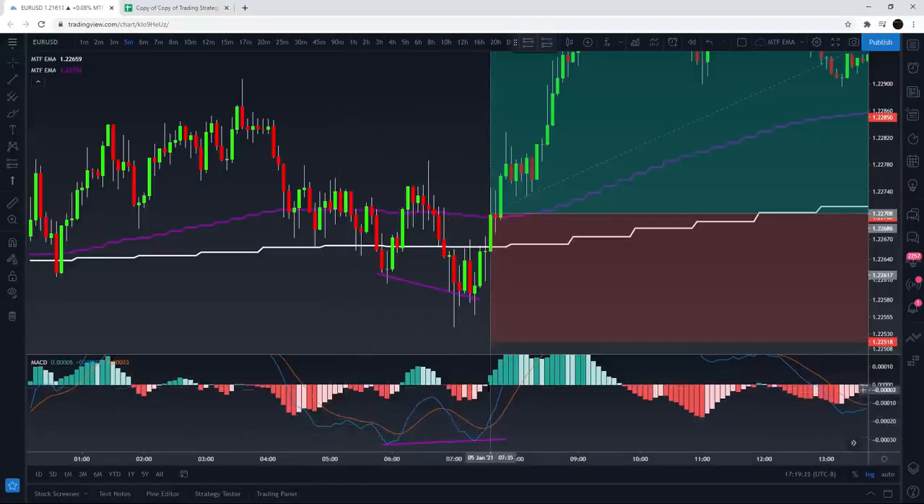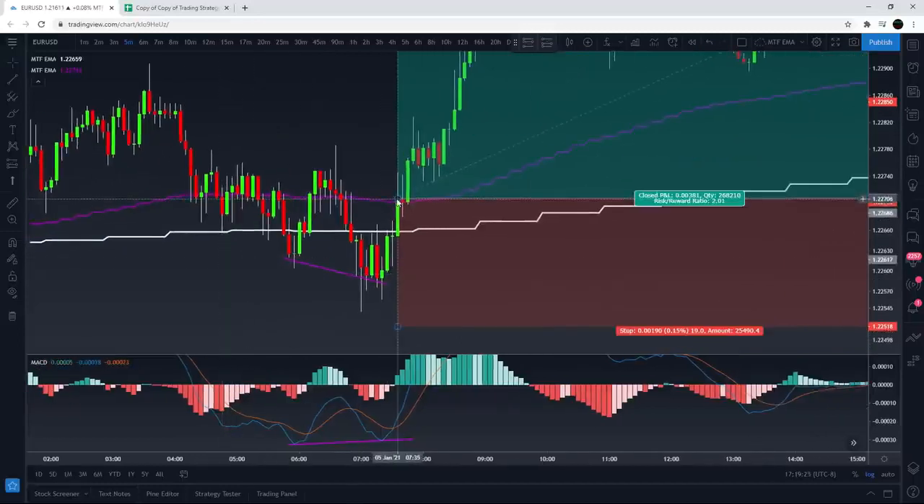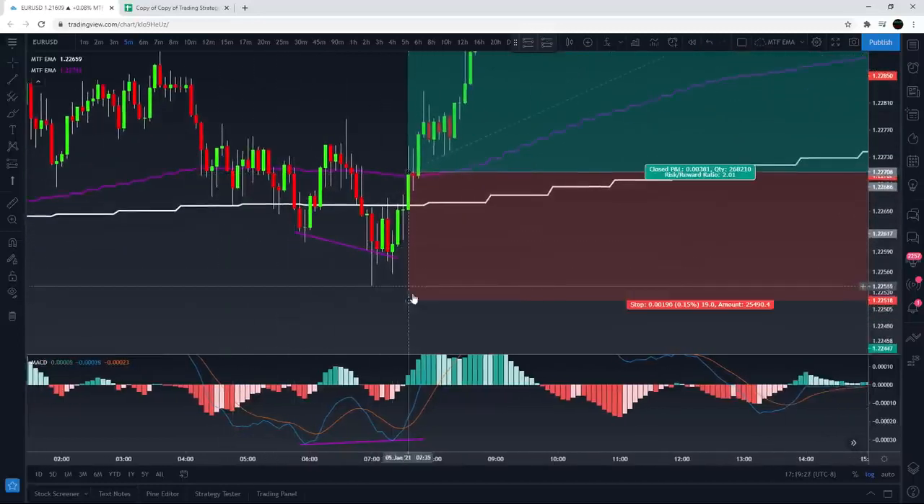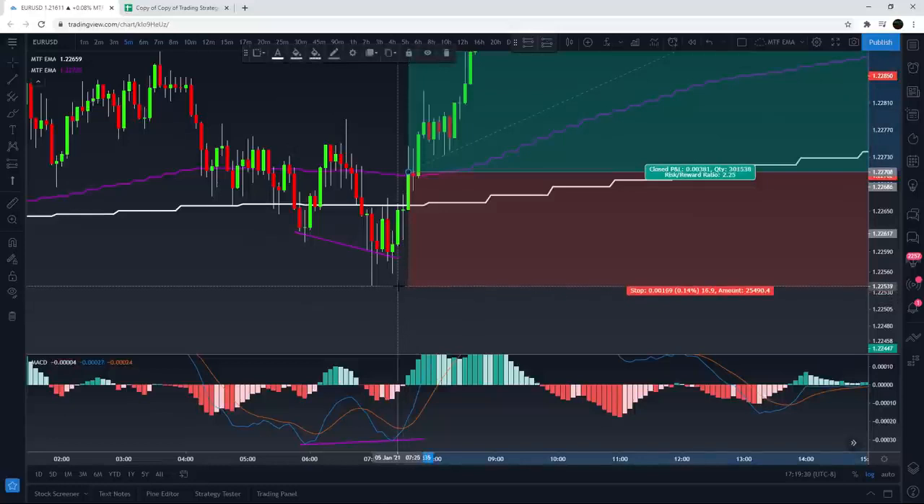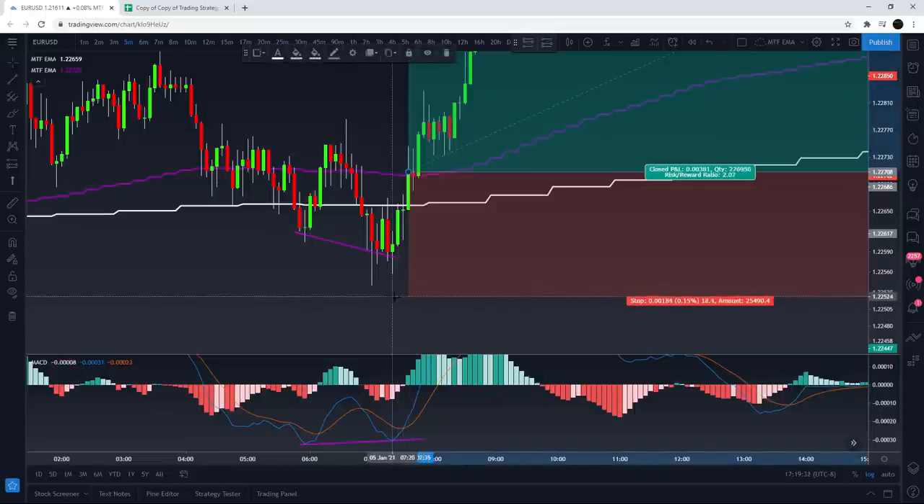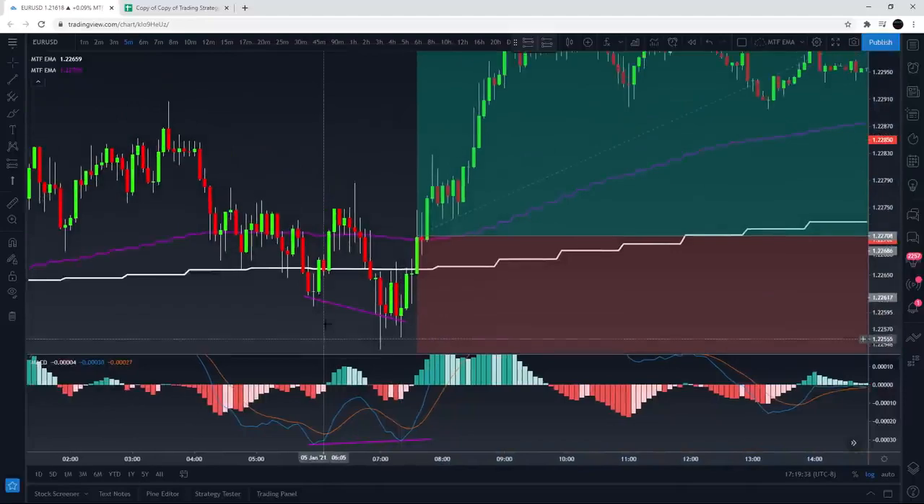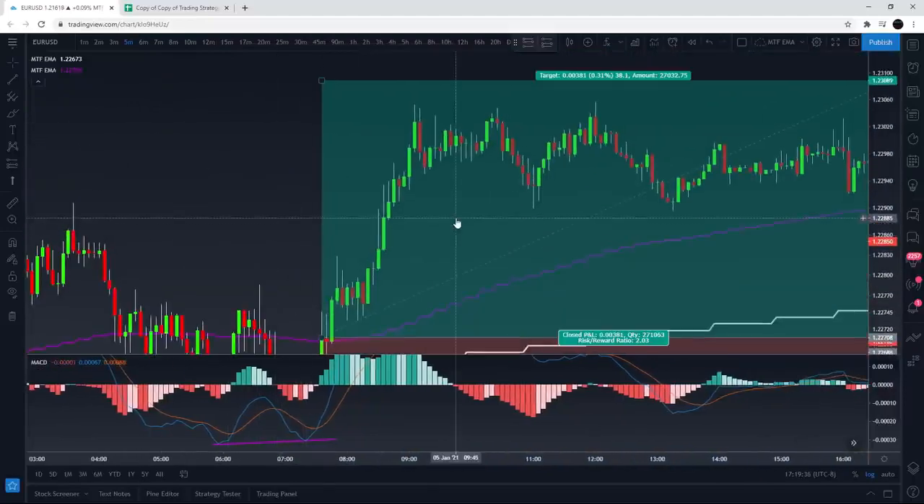So our entry is that next cross up. As you can see, entry is right here. Stop loss is just 2 pips below that low, and we're targeting 2 times the risk.